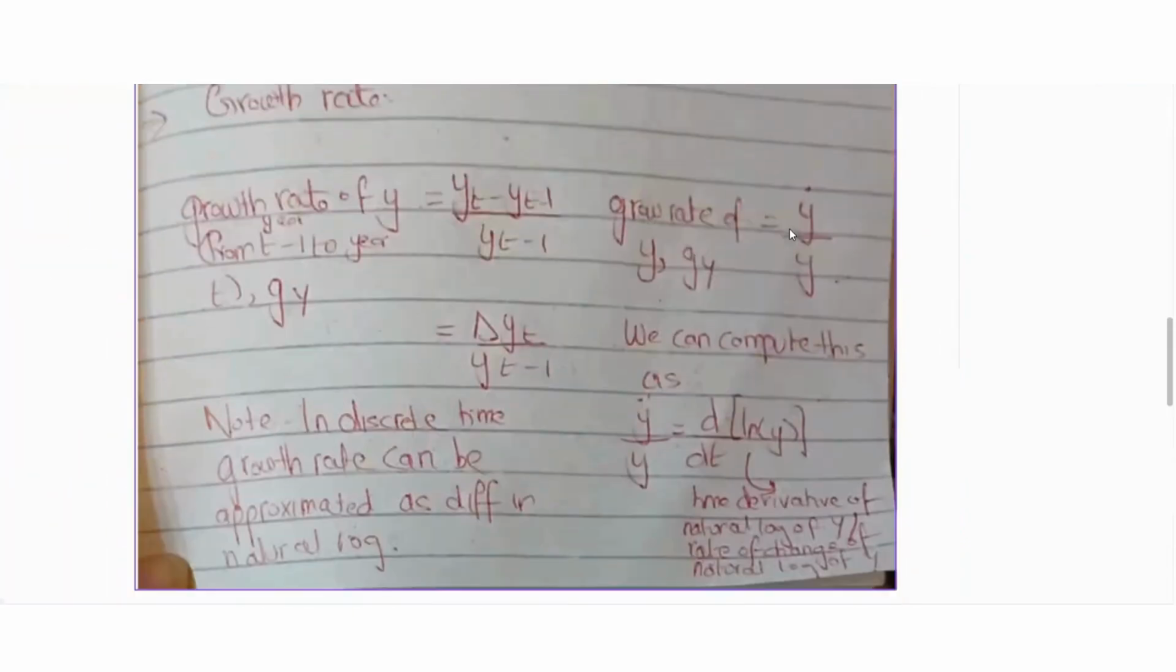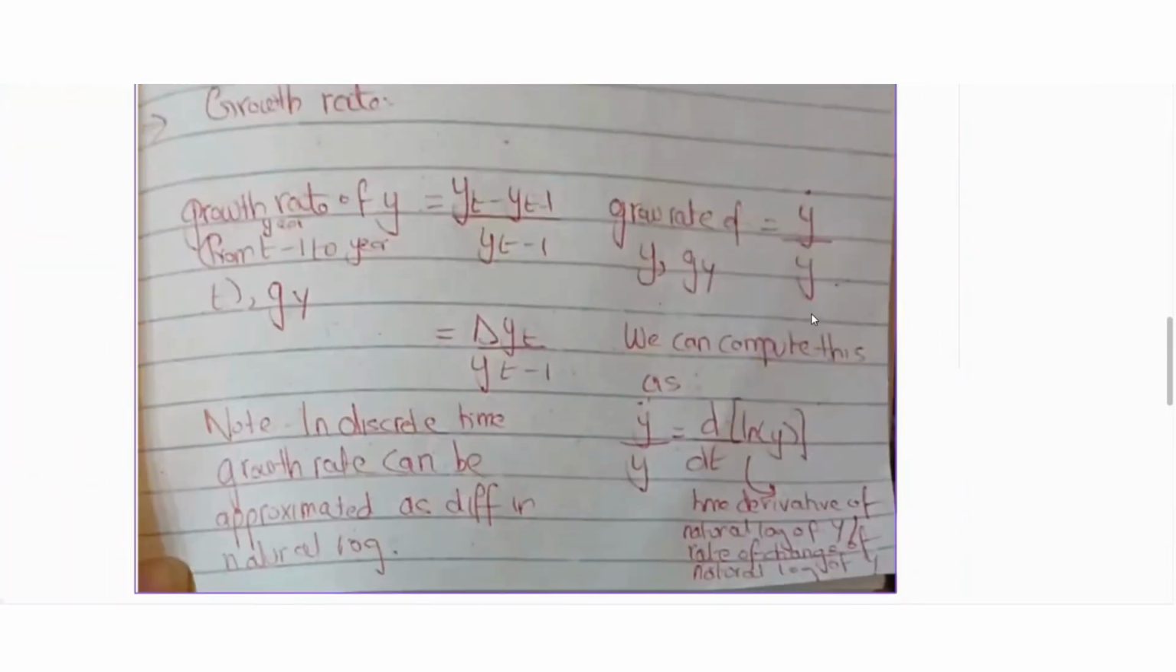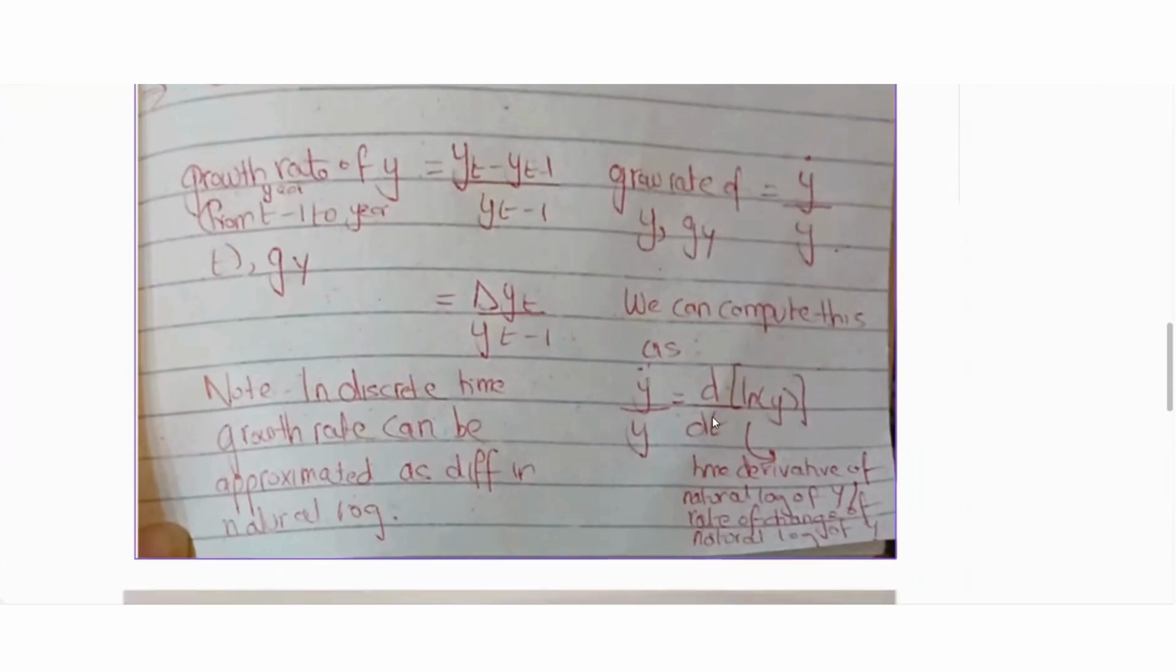So if we have y equal to k^α, then using growth rates in continuous time, the growth rate of y is equal to α times the growth rate of k. So in continuous time, the growth rate of a variable is simply y dot by y, which can be computed as the time derivative of the natural log of y.